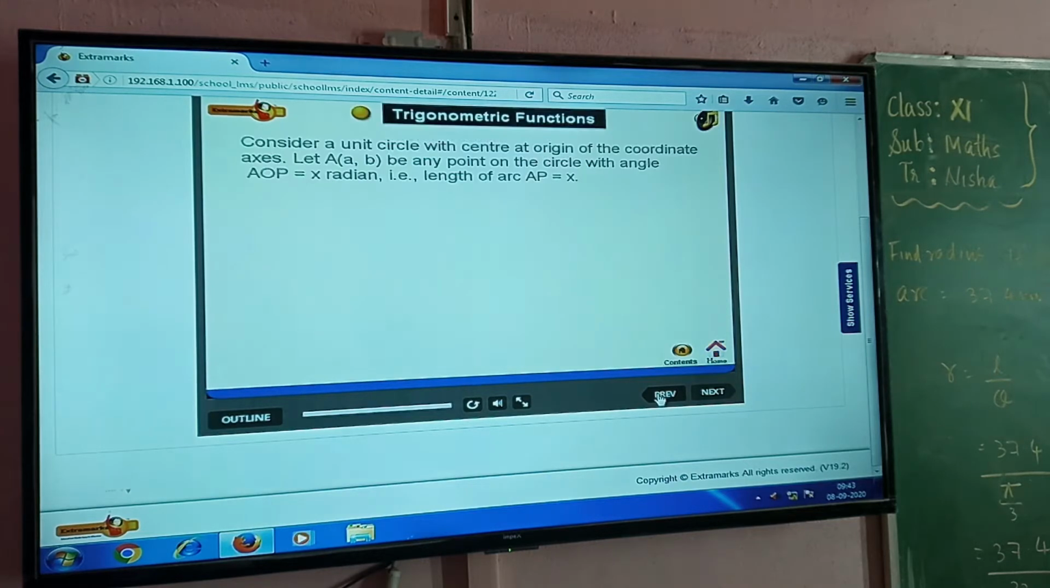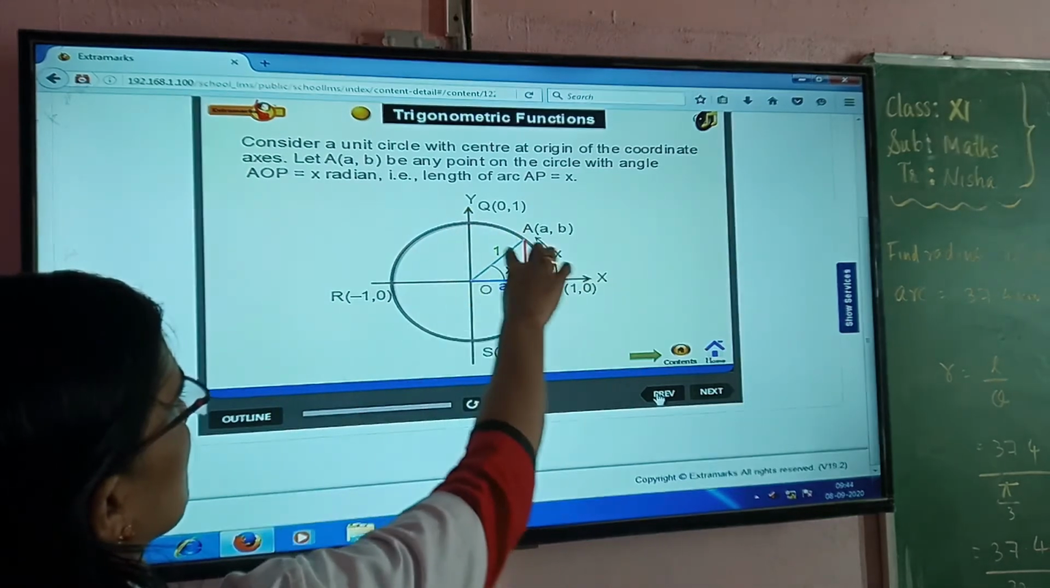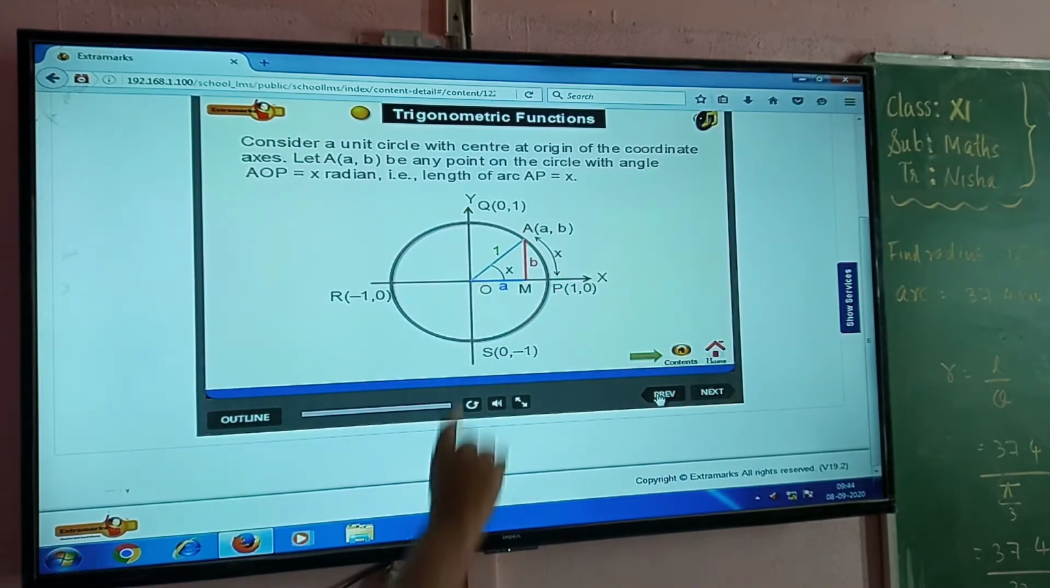Consider a unit circle with center at the origin of the coordinate axis. Let A with coordinates (a, b) be any point on the circle with angle AOP equal to x radian. That is, length of arc AB is equal to x. Children, in this figure you can see a unit circle. What is the meaning of unit circle? Radius 1 centimeter. So it is marked in the circle, radius is equal to 1 centimeter, and we have taken the angle as x.